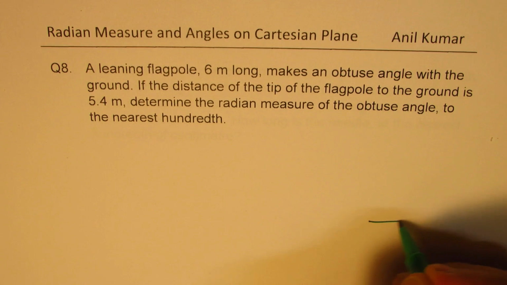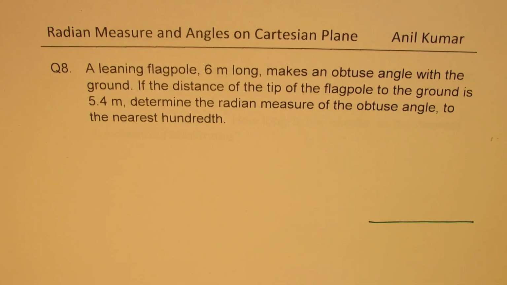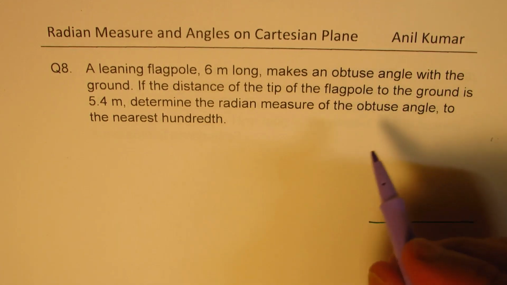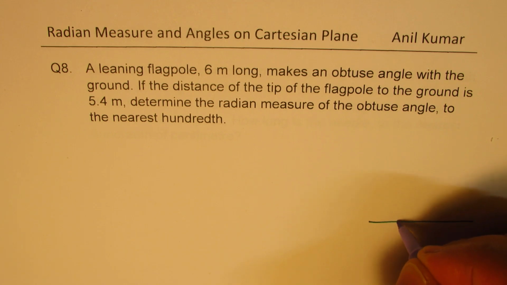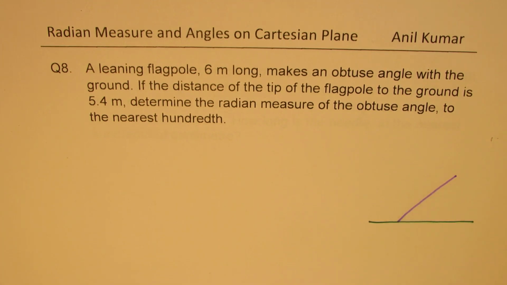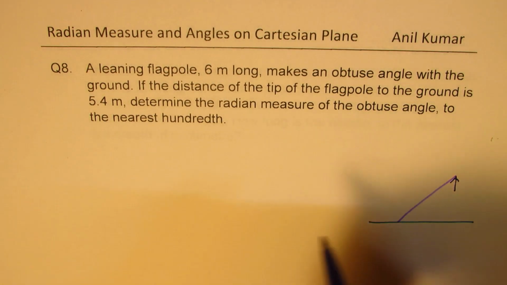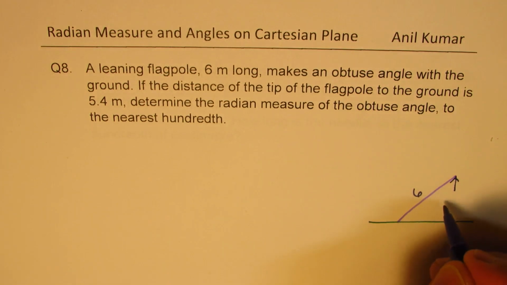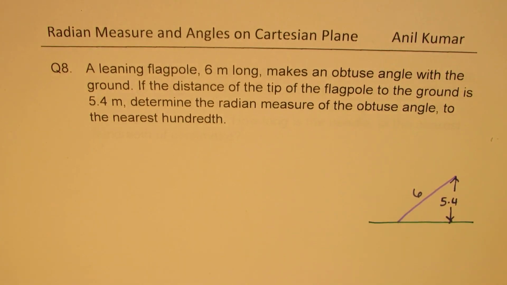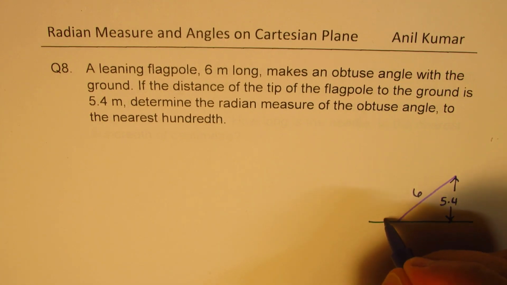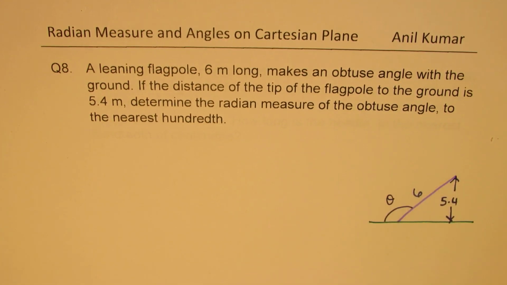So let's sketch the situation. Let's say that's the ground, and we have a pole which is leaning, right? So let's say this is the pole, leaning, right? It's too much leaning, that's okay. And we are given that the flagpole is 6 meters and this distance is 5.4 meters, right? That is what we are given. And what we need to find is this obtuse angle, theta.